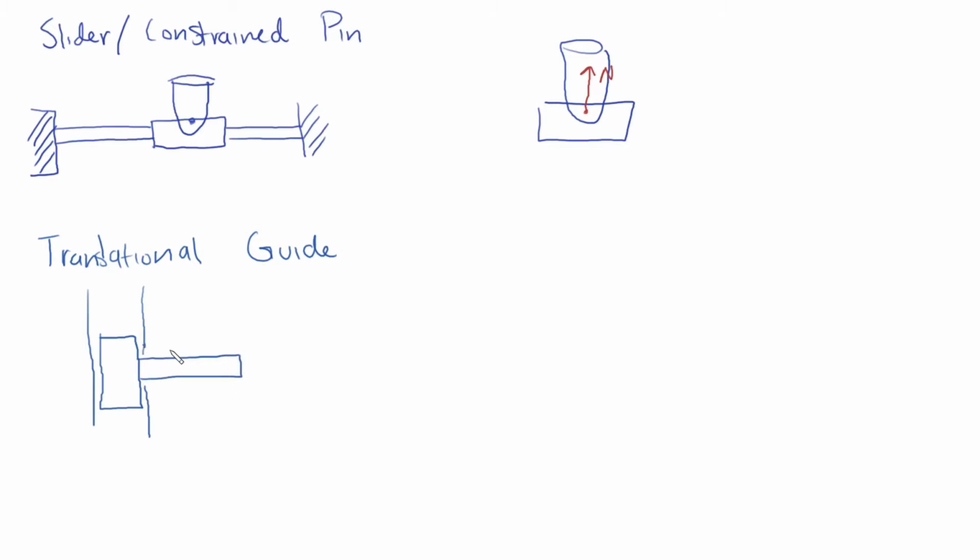So this is the translational guide, and basically the only forces acting on this body, so we could draw it over here, is that this thing cannot rotate, and the only force being applied to it is this normal force that it has contact with. So there's a normal force going this way, and there's a moment going this way.